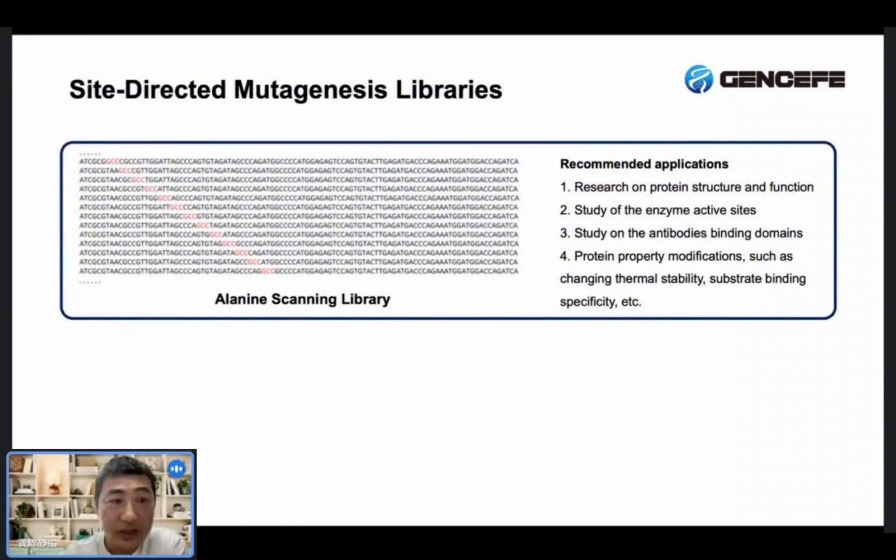Here is the alanine scan library. In each sequence, only one amino acid is substituted by alanine. For this library, we can deliver either single clones or a mixture of all of the sequences as a mixture. That depends on your choice.